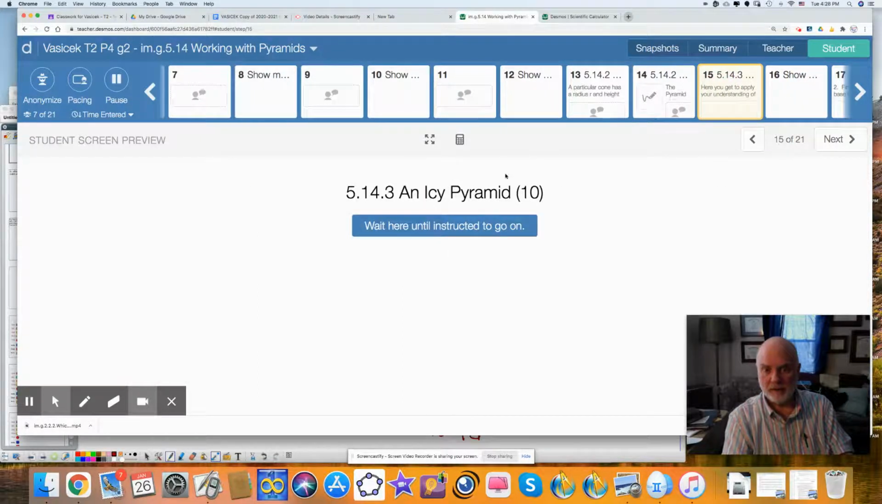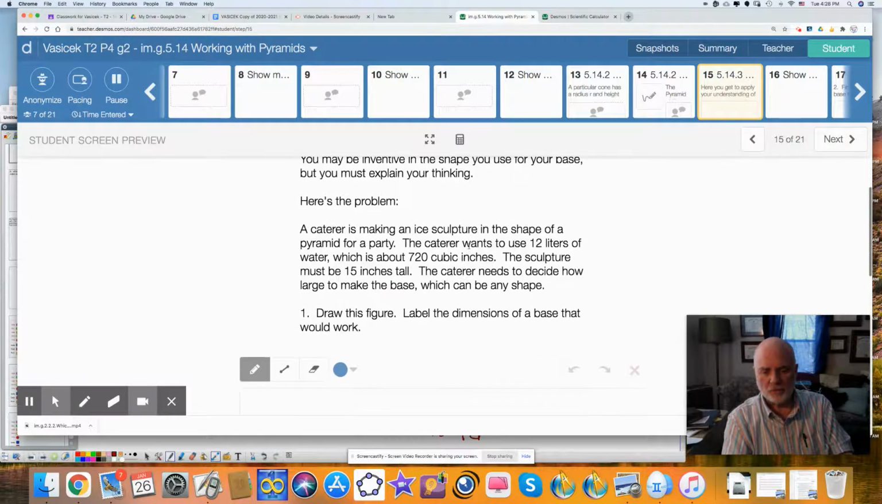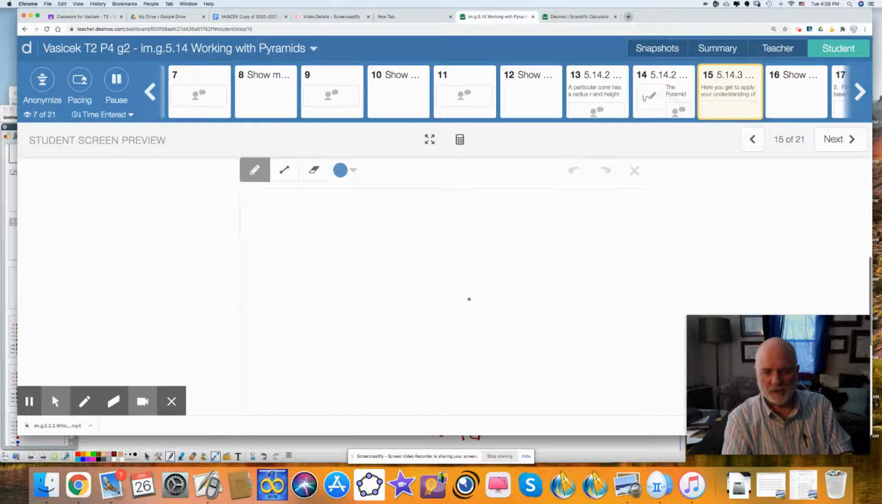That meant that death was really important. Anyway, here's an icy pyramid. You could draw this figure and label the dimensions. So if I've got some pyramid, and it doesn't matter what the base is, I could have any kind of base I want. I'll just draw a base like this.